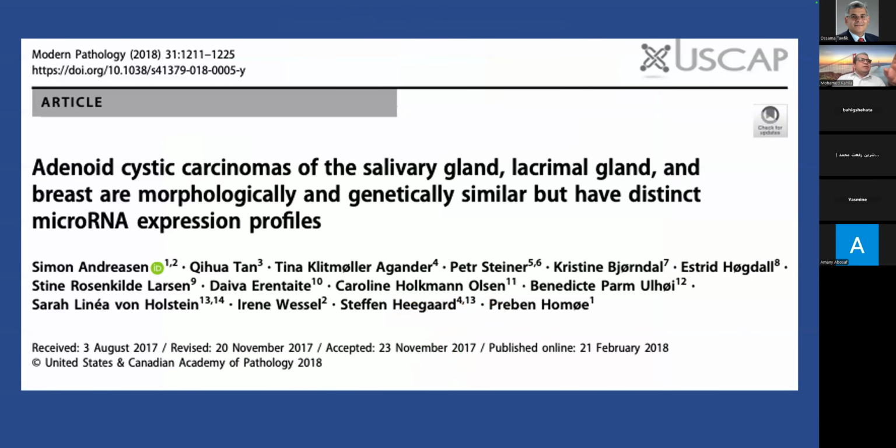There is always this conversation about why adenoid cystic in the breast has a good outcome and is indolent, but in other organs not. So this is a study that looked at the difference between them in the microRNA, because they are similar in the molecular fusion and morphology, but they found that they are different in the microRNA expression profile.